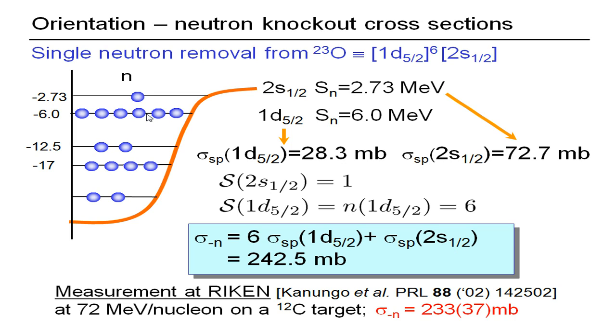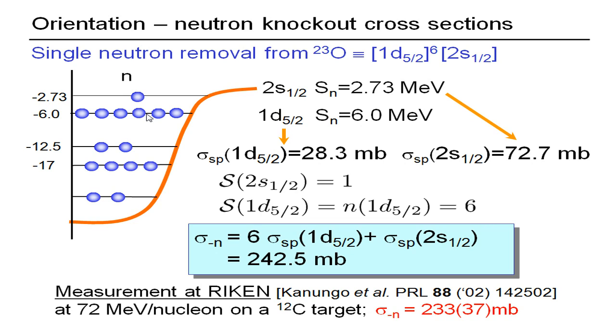However, the spectroscopic factor for the D5/2 is 6, and the spectroscopic factor for this one is 1. So if I want to work out the cross-section for removing one or the other, the cross-section for removing a neutron is 6 times that for the D5 halves, because the spectroscopic factor is 6, and 1 times that for this one. And so you get 242 millibarns. I haven't fiddled the numbers. Just densities, just bound states, just separation energies. And it predicts that the cross-section you would expect would be 242.5 millibarns.